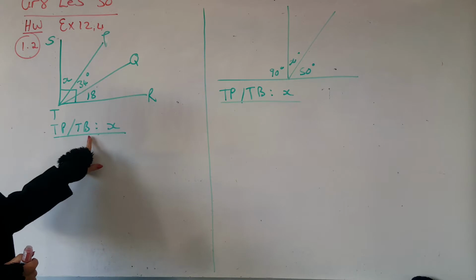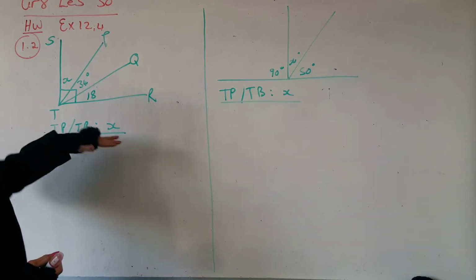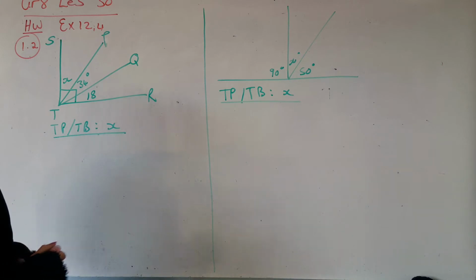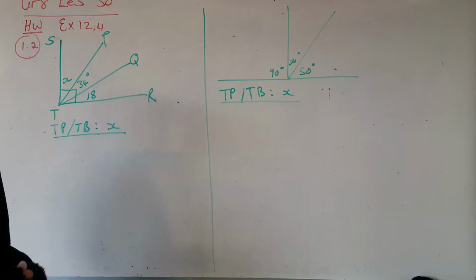To prove. Te bewys. Jy kan dit uitskryf. Te bewys. Wat moet jy doen? The question is, I've got to find x. Nou is die storie hier. Die hele grootte van die hoek is 90 grade.